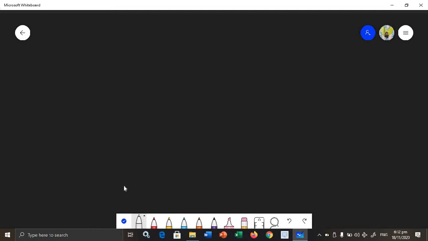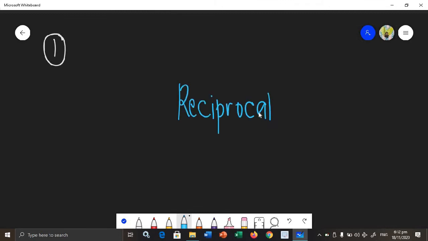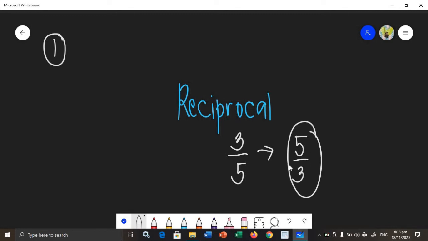So, this is how you divide rational numbers or fractions. So, you should familiarize yourself with the term reciprocal. So, when we say reciprocal, there will be a change in the position of the numerator and denominator. Let's say, for example, okay, get the reciprocal of 3 over 5. It will become 5 over 3. So, when we say reciprocal, you will just be changing the position of the numerator and the denominator.